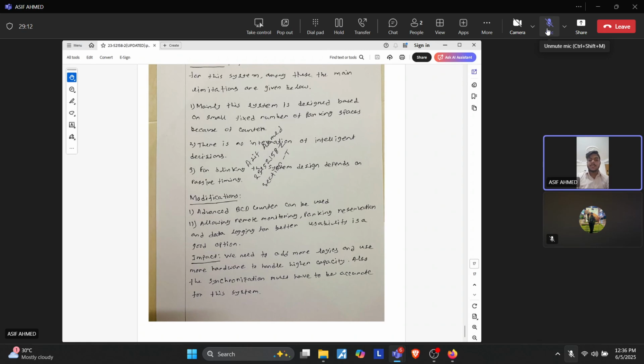To improve the system, we can use an 8-bit counter, which will allow counting up to 255 vehicles. And we could also replace the 555 timer with a microcontroller, which would offer better timing control and more features. These modifications will help us build a better traffic control system.